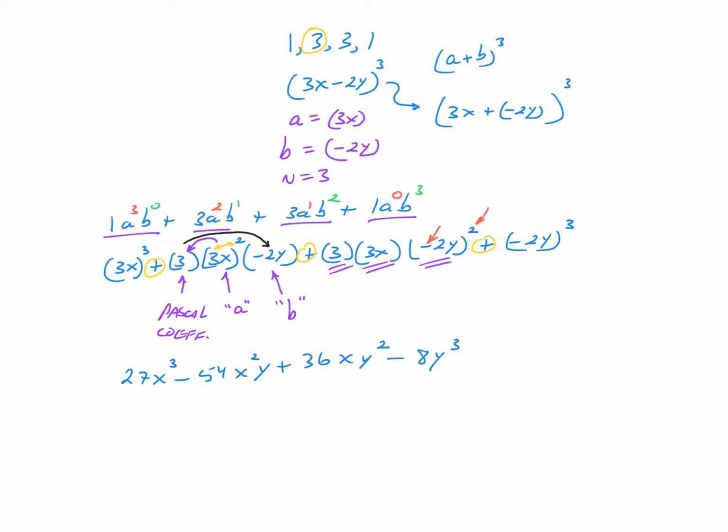Let me just double check all that before we circle it and give it its own happy face. All right, back to the first term. 3 to the third, 27x to the third, got it. 3 squared is 9, 27, 54, got it. 2, negative 2, excuse me, to the second is 4. 4 times 3 is 12. 12 is 36. There's my x. There's my y squared. 8y cubed. Double check your powers on all the monomials, excuse me. And I think we're ready for a happy face. Got it.